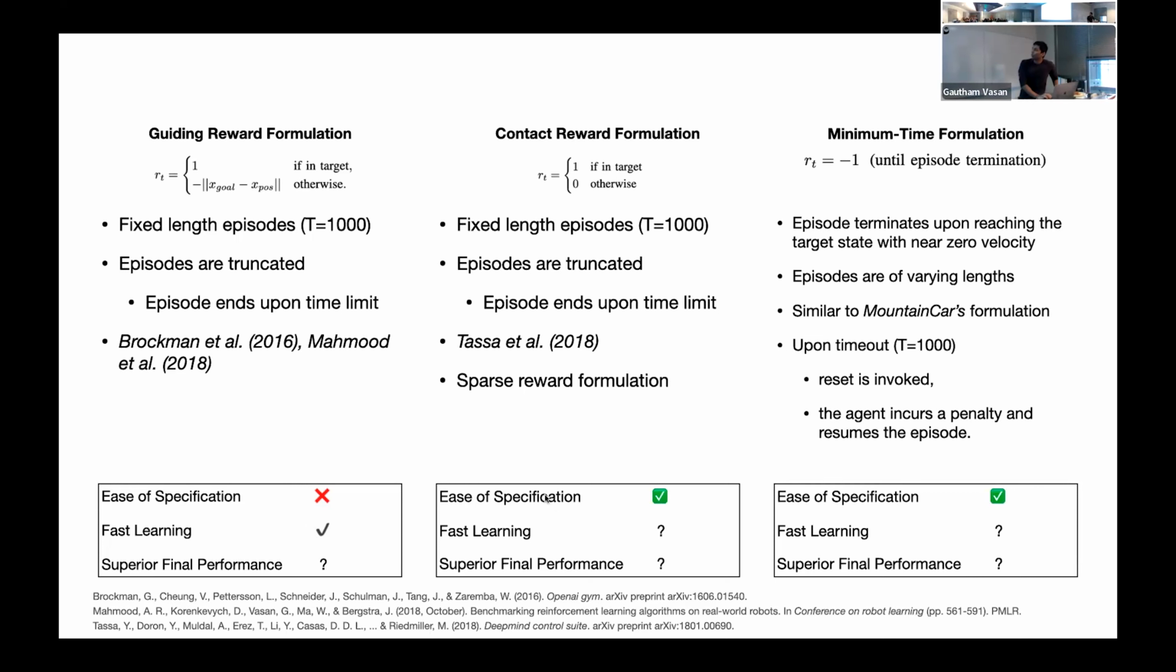And now what we see is the contract reward formulation and the minimum time. It's easy to specify, but it's not clear yet if they learn fast or if they'll achieve the superior final performance. We have to verify this through experiments. Yeah. Sorry, so what exactly was the ease of specification? Like you mentioned that if you require any domain knowledge to specify the problem, then it's not easy to specify.